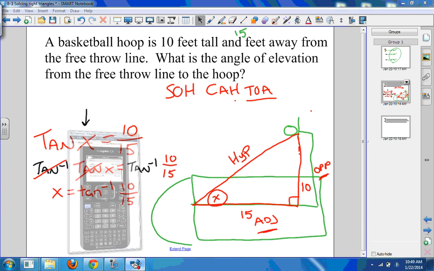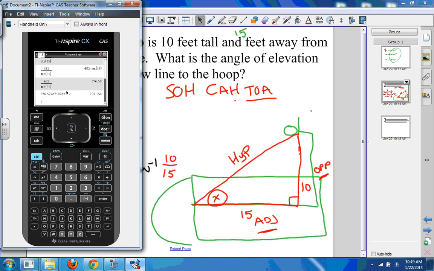So if I bring my calculator up here, arctangent we can find in the same place as we find the tangent. Here's the tangent button, and located right beneath it is tangent -1. That's the arctangent. So we find the arctangent of 10 divided by 15, and we get the arctangent of 2 over 3. Our calculator simplifies that for us.